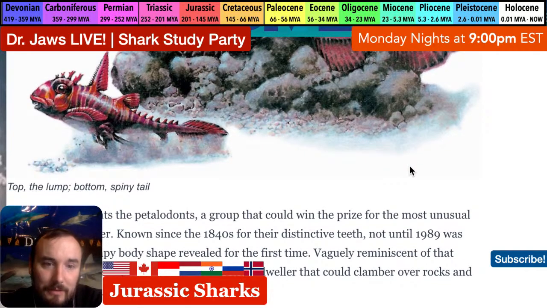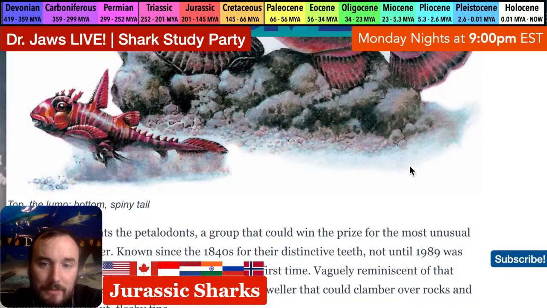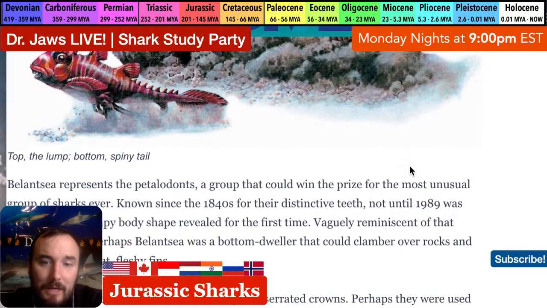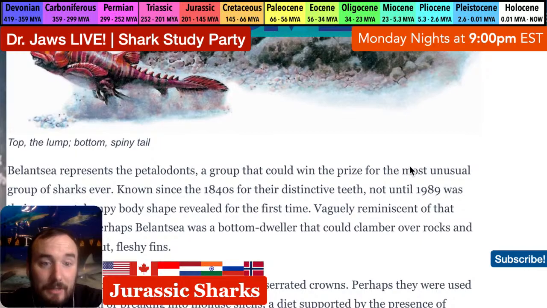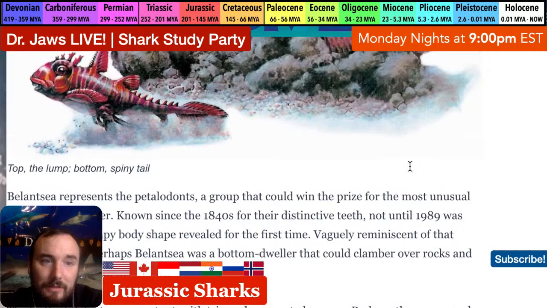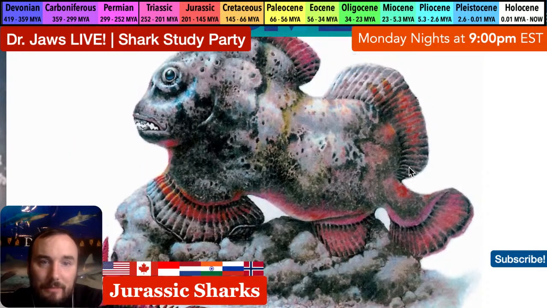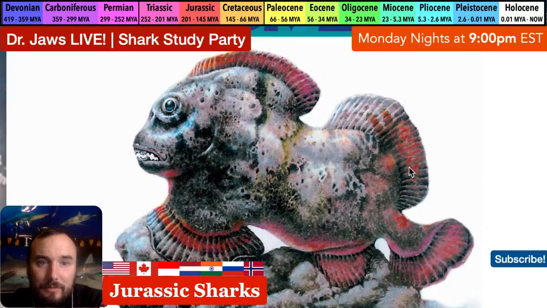Balantia represents the Petalodonts, a group that could win the prize for the most unusual group of sharks ever. Known since the 1840s for their distinctive teeth, not until 1989 was their compact, lumpy body shape revealed for the first time. Vaguely reminiscent of that seen in frogfish, perhaps Balantia was a bottom dweller that could clamber over rocks and shells using its stout, fleshy fins. So, this might have been one of the original sort of cute sharks.